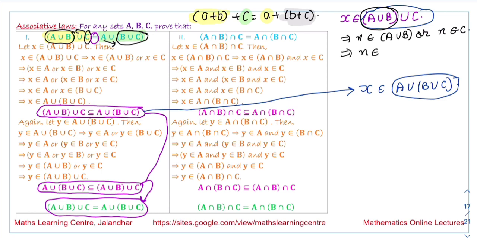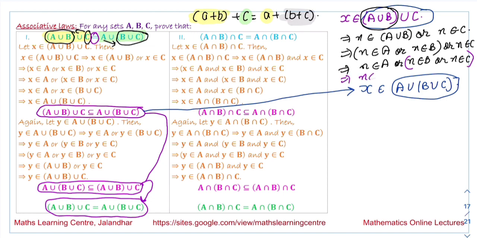This means X belongs to A or X belongs to B or X belongs to C. Now if we put the bracket on these two, this implies X belongs to A or X belongs to B union C. What does this "or" mean over here? It is union. So we obtain that X belongs to A union B union C. So this part is proved.